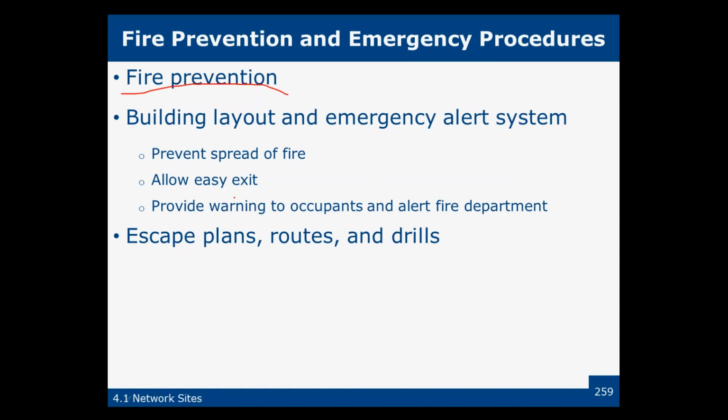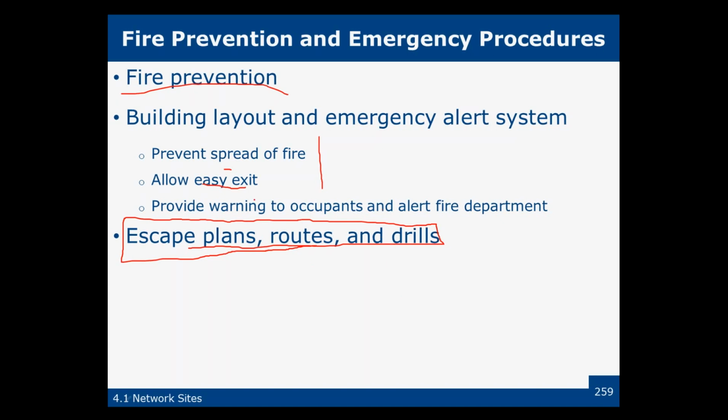Building layout and emergency alert system. How's the building set up? It needs to be set up to prevent the spread of the fire and allow easy access for the individuals. They also need to know how to get out and practice getting out. Warning for the occupants and alerting the fire department, escape plans, routes, and drills are things that really need to be done in fire prevention, because the first thing we want to protect is the people, because if you don't have the people, you don't really have a business anymore.